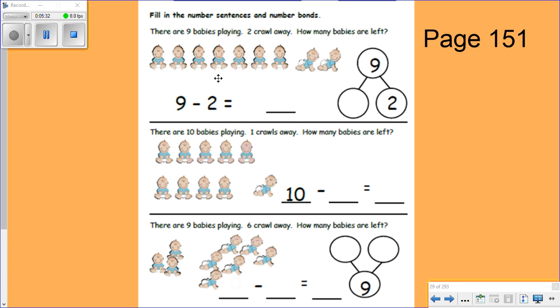I'm ready to begin. If you're not on the page, then pause the video. There are 9 babies playing. 2 crawl away. How many babies are left?